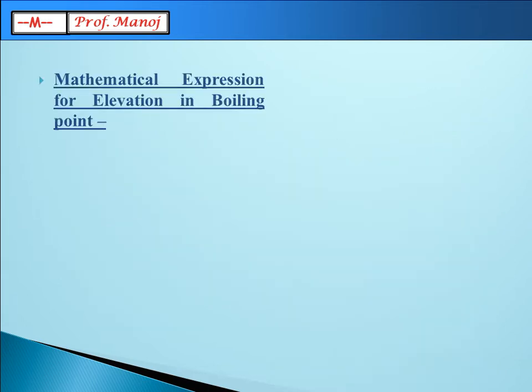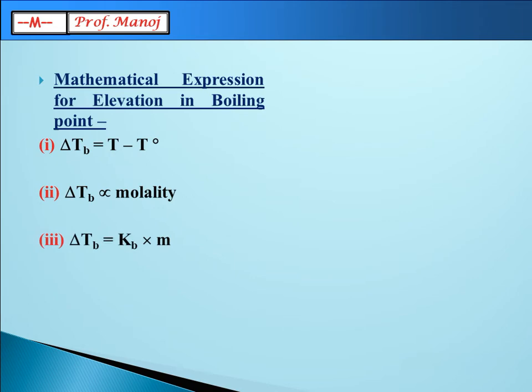Let us see some mathematical expressions for elevation in boiling point, which we will be using in solving numerical problems. First, what we saw, I am repeating again, delta TB is equal to T minus T0. Practically, it is found that this delta TB is proportional to molality of the solution. Converting it into an equation form, you get delta TB equal to Kb into m.